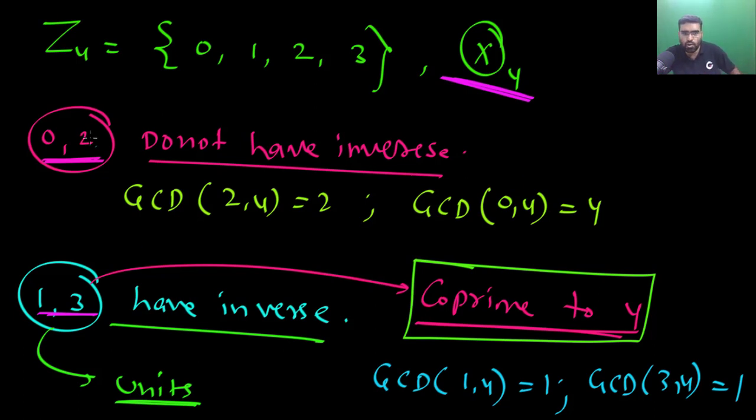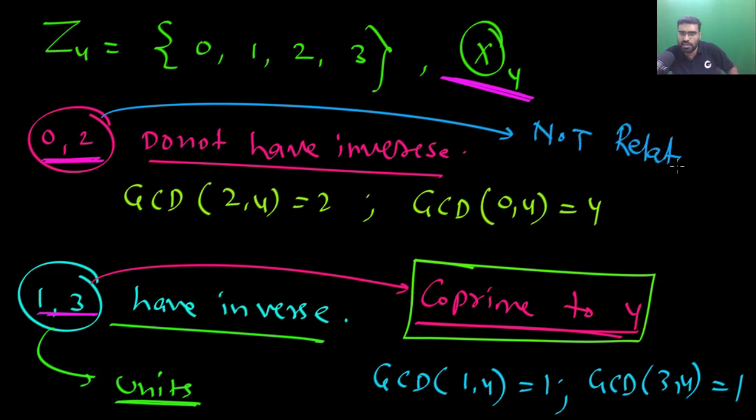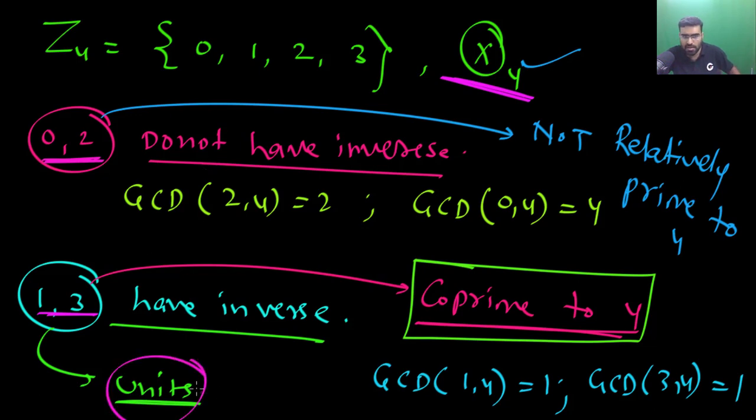You can see that they are not co-prime. You can easily notice that 0 and 2 are not co-prime, or I can say relatively prime, to 4. So that is the reason they do not have inverse. So what are the units? Units are those elements which are co-prime to 4.